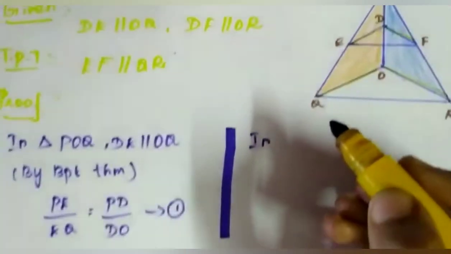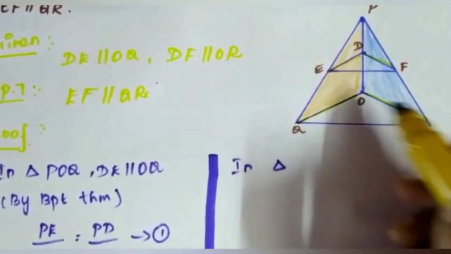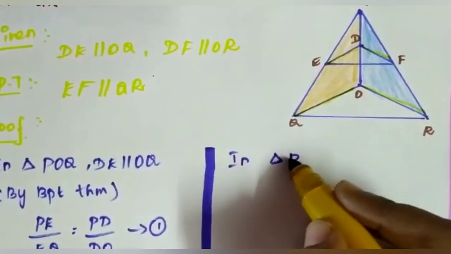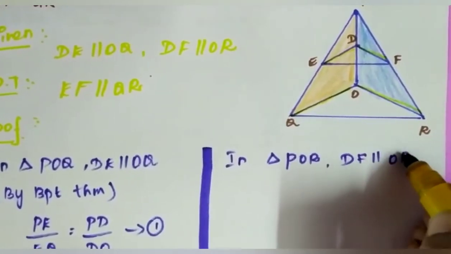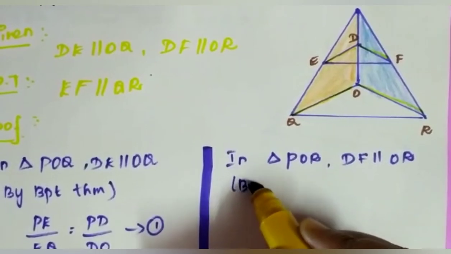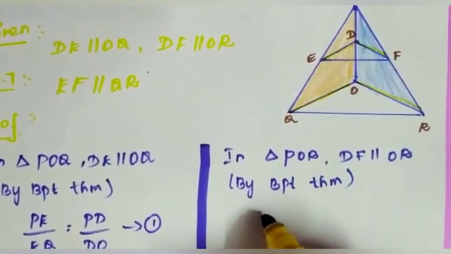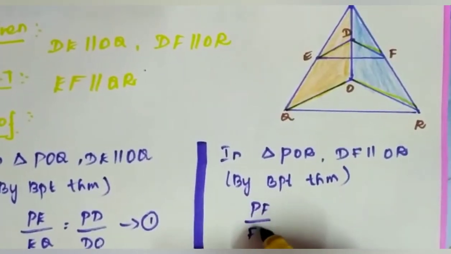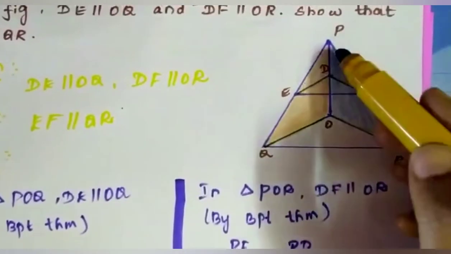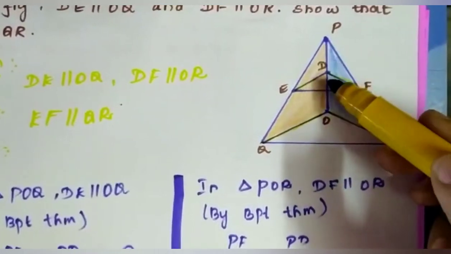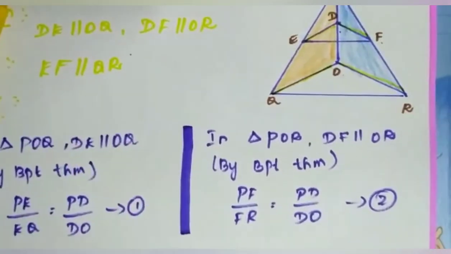Next one. In triangle POR, DF parallel to OR, by BPT theorem, PF divided by FR equals PD divided by DO. That is PF divided by FR, PD divided by DO. Mark this as equation 2. Okay.